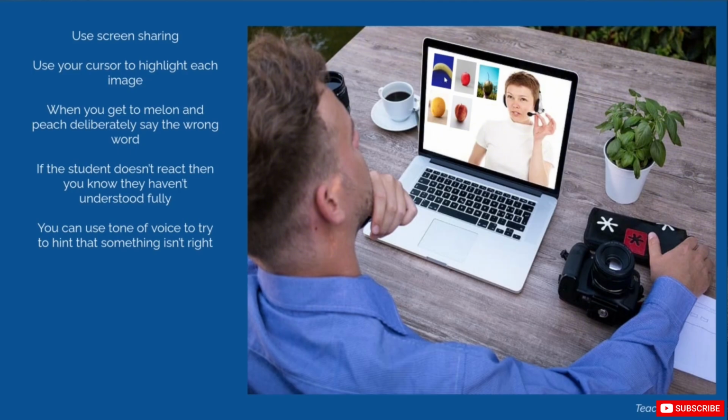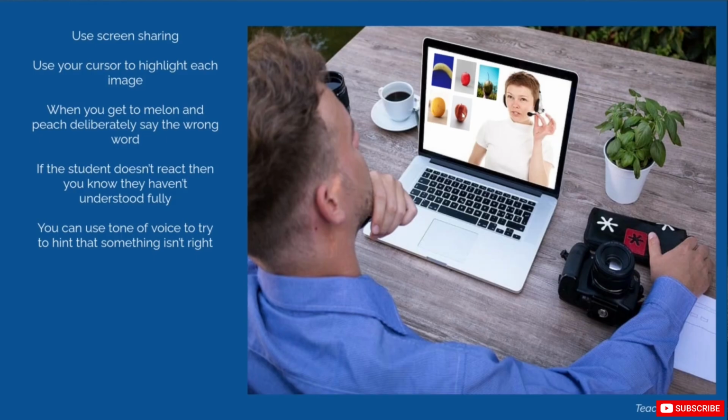So banana, apple, peach, peach. And you're just trying to indicate to your student that something is not right. You have to be willing to exaggerate your expression a little bit. Peach, melon, melon. And at this stage, you want your student to be picking up. If they have made the connection, more often than not, and as the student gets used to your teaching style, they'll say, no, peach, melon, they'll get it right.